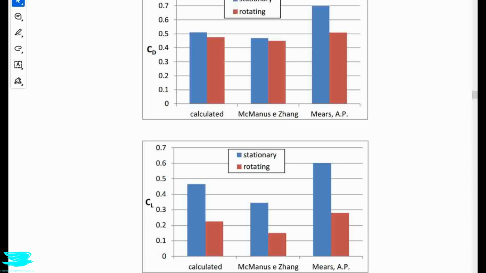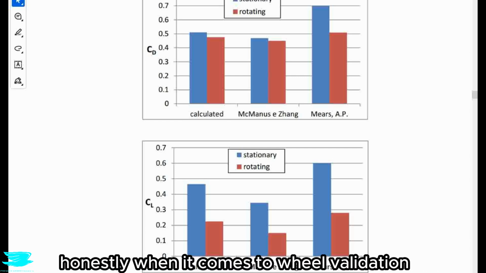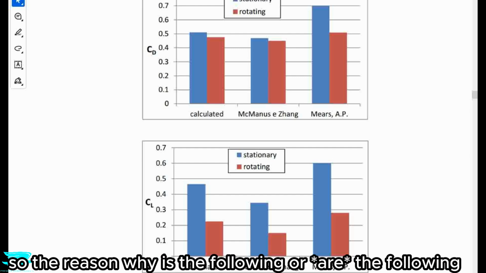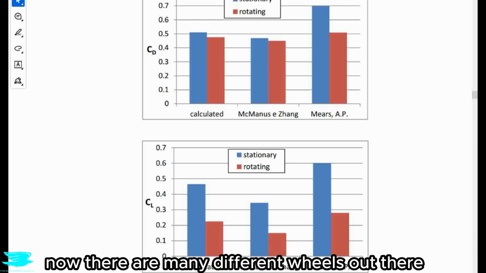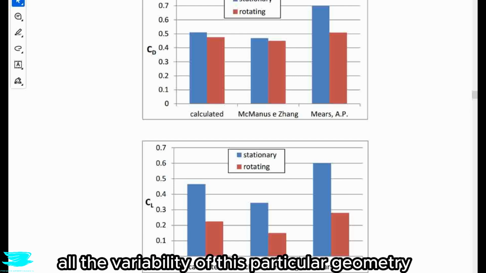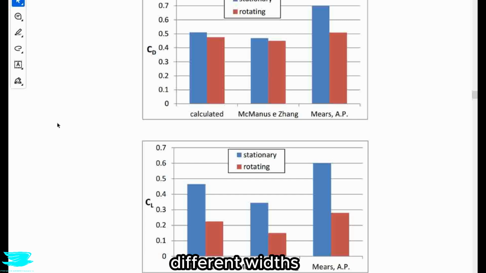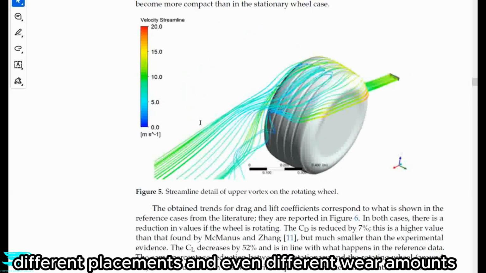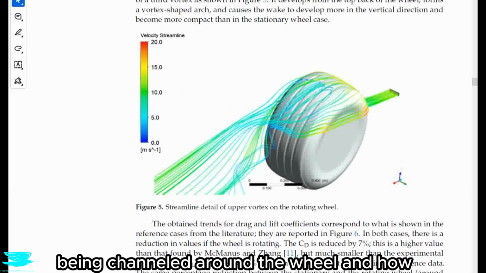However, what I'm about to go through next will highlight how, honestly, when it comes to wheel validation, it's kind of pointless. So the reason why is the following. Now, there are many different wheels out there. There are so many different operating conditions too. So to give you an idea of the variability of this particular geometry, for a wheel, you can have different grooves. They can be different depths, different widths, different placements, and even different wear amounts. They all affect how much the flow is being channeled around the wheel and how.